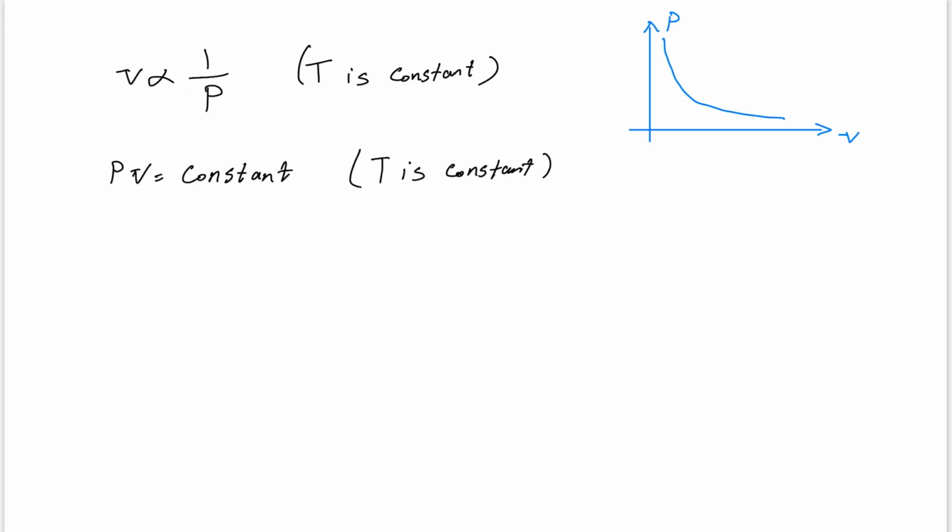Another relation we can find is that volume and temperature are directly proportional when the pressure is constant. Also, pressure and temperature are directly proportional when the volume is constant.